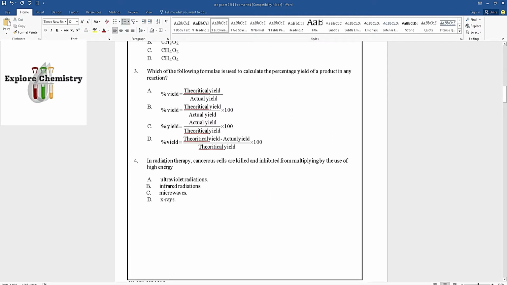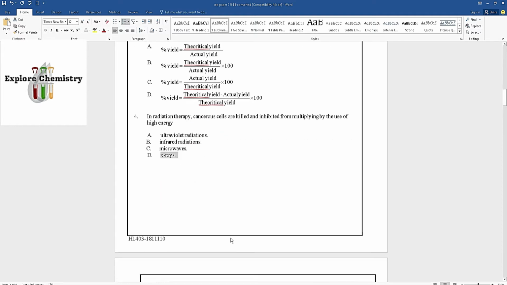Number 4, in radiation therapy, cancerous cells are killed and inhibited from multiplying by the use of high energy X-rays. These are the uses of X-rays.